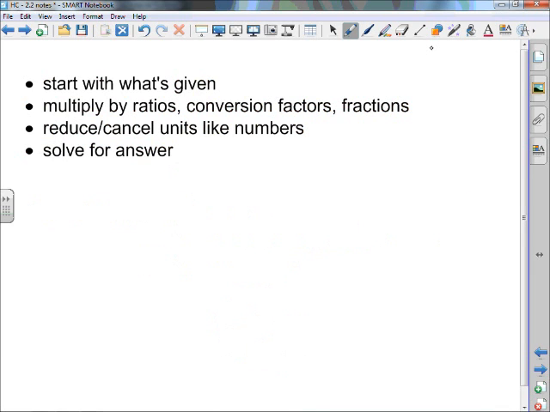So, kind of short here, a little reminder. What are we really trying to do here? Number one, we want to start our calculation with what we're given, the measurement: 43 quarters, 47 quarters, 297,000 seconds. We want to multiply by ratios or conversion factors or fractions, however we want to call those, because that's really what they are. So we're going to want to multiply these by what's known, 60 seconds in a minute, 4 quarters in a dollar. Then we want to be able to reduce and cancel units just like we do numbers. And then finally, solve for our answer. If we can get into the habit of doing that, then great, that's what we want to do.